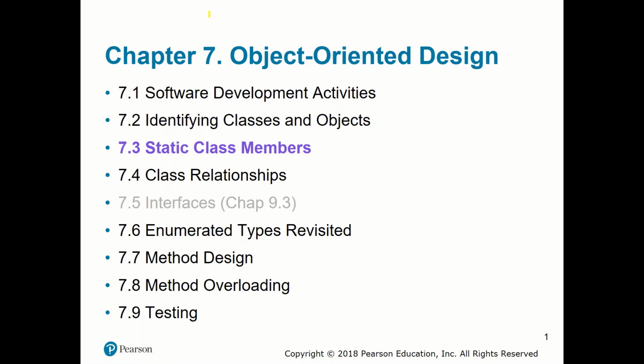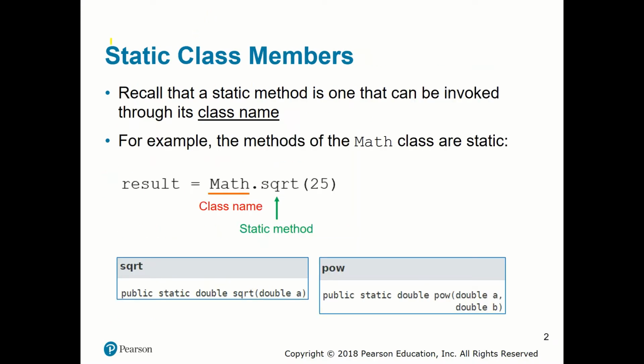Now section 7.3, static class members. I think you already know about static methods, but I will explain in more detail here. Recall that a static method is one that can be invoked through its class name. For example, the methods of the Math class are static.